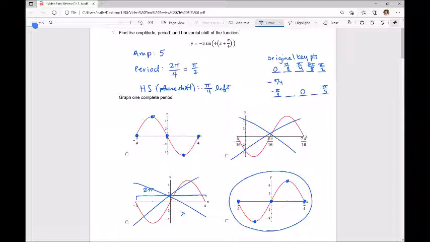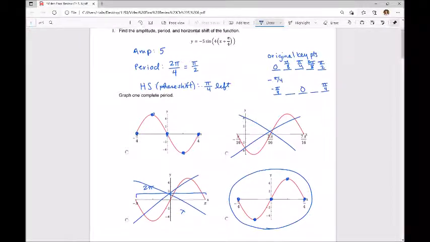Be very careful with that when you're dealing with shifted sine graphs, because you might have been inclined to choose the top left only because it looks like a flipped sine graph if it hadn't been shifted left and right. Okay, so that's graphing one complete period.